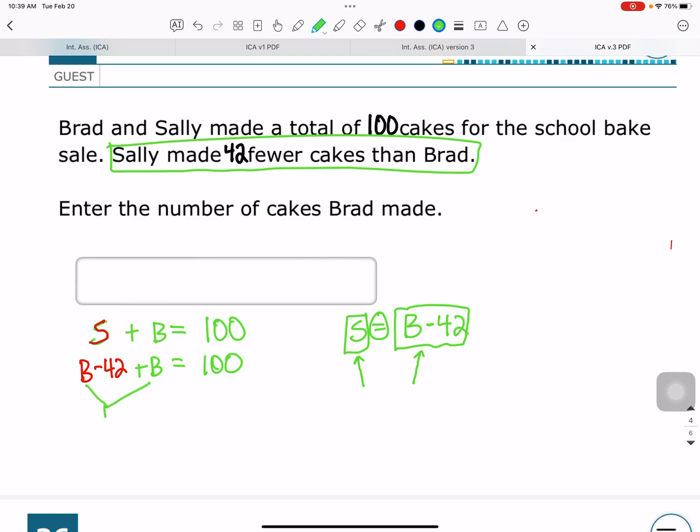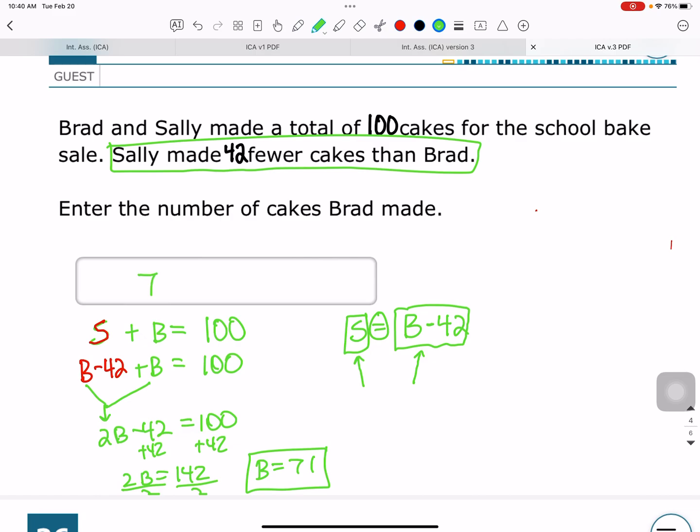On this side I have Brad plus Brad, that's 2 Brads minus 42 is 100. I'm going to add 42 and put 42 over with this guy. So 2 Brads is 142. I'm going to divide by 2, and Brad equals 71 cakes.